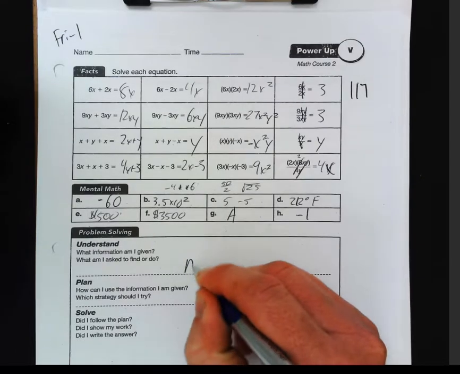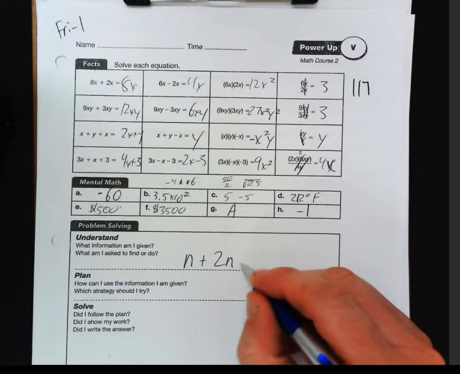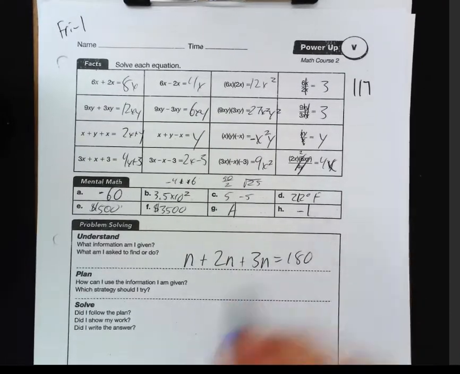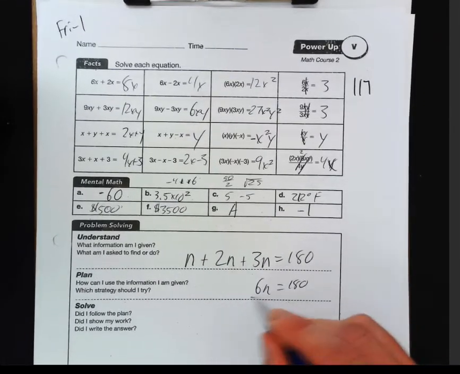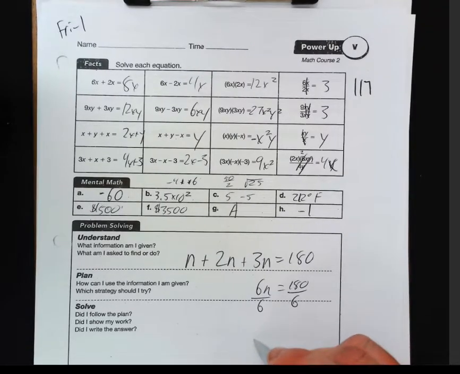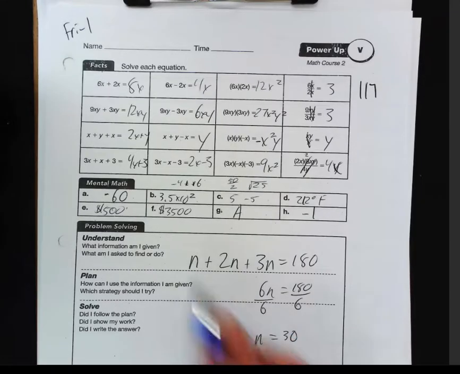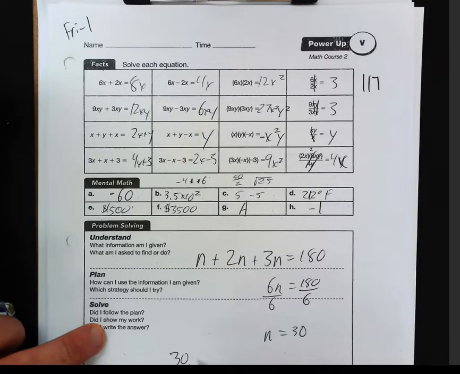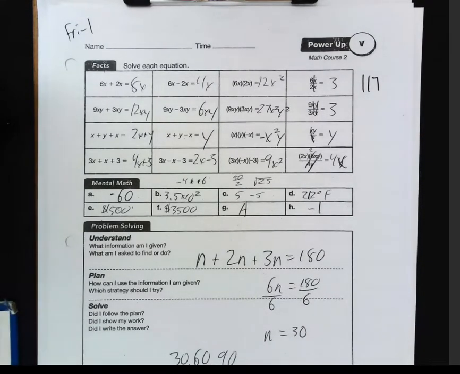So I have my first number plus 2 of them for the second number plus 3 of them for the third number equals 180. 1 plus 2 plus 3 is 6n equals 180. Divide by 6 on the left, divide by 6 on the right, n equals 30. What are my 3 numbers? Well, n is 30, 2 times 30 is 60, and 3 times 30 is 90. So notice the algebra on how we did those things.